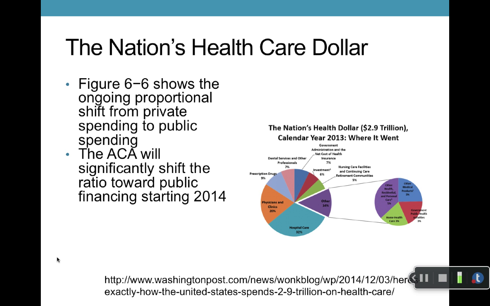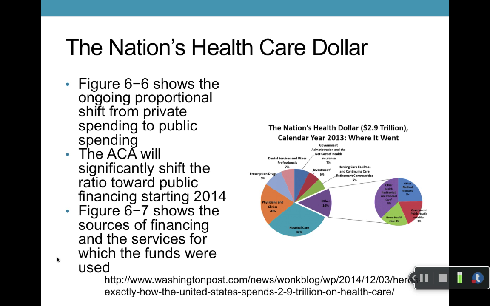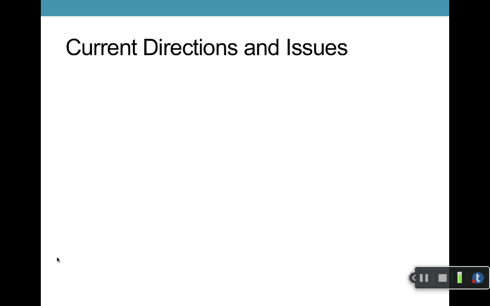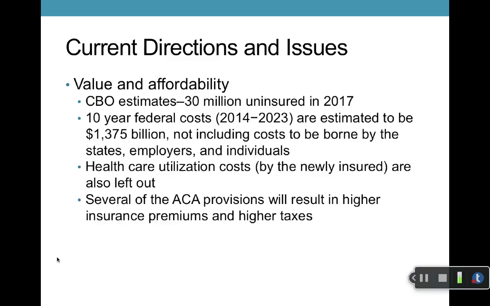What you see in the textbook is that there is an ongoing shift from private spending to public spending. We're going to be spending much, much more overall in terms of financing the Medicare and the Medicaid programs and increasing those roles. But in these diagrams, much of that public spending is being spent on hospital care, physician care, and prescription drugs. The ACA is going to begin radically shifting the ratio towards public financing starting here in the next few years. And so what you see in the textbook is these costs really shifting over time.